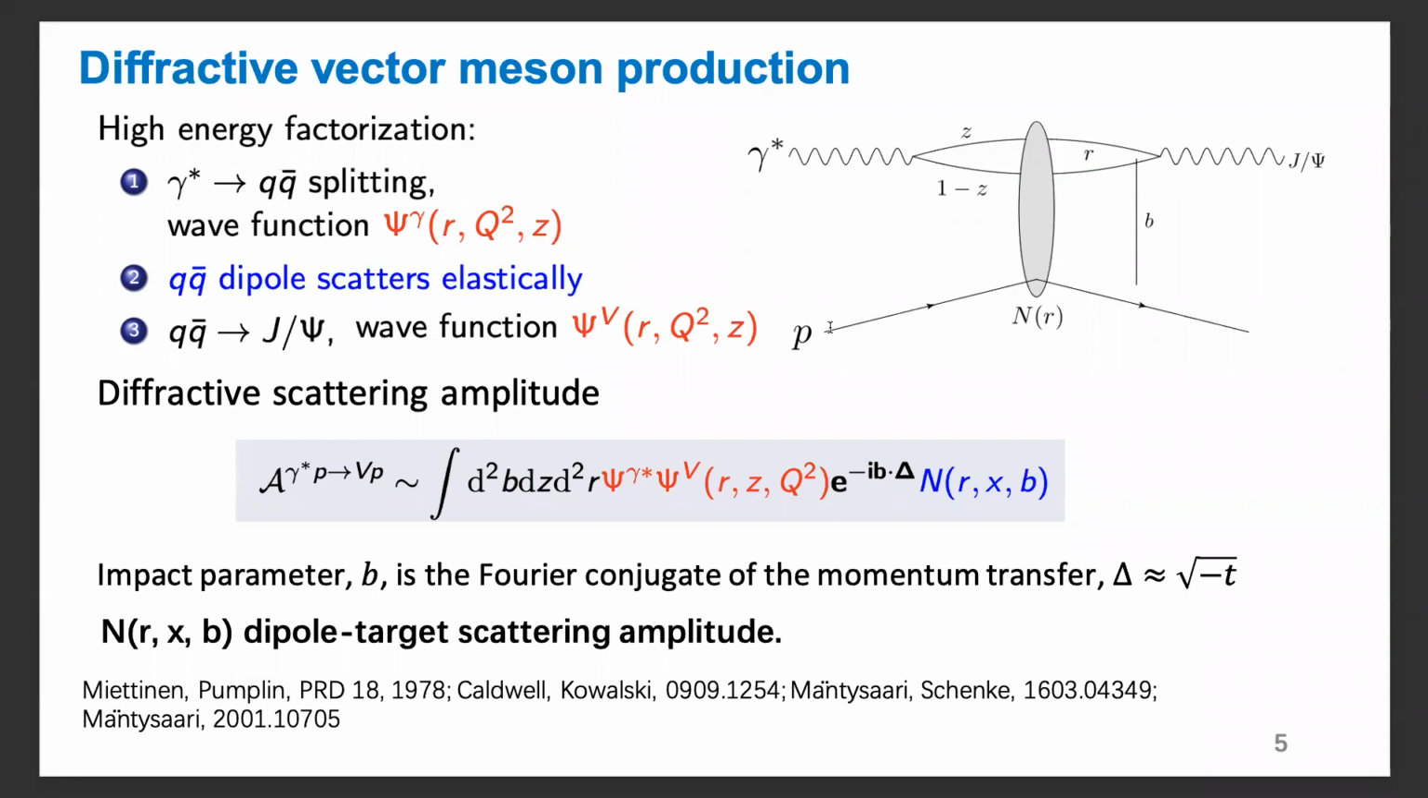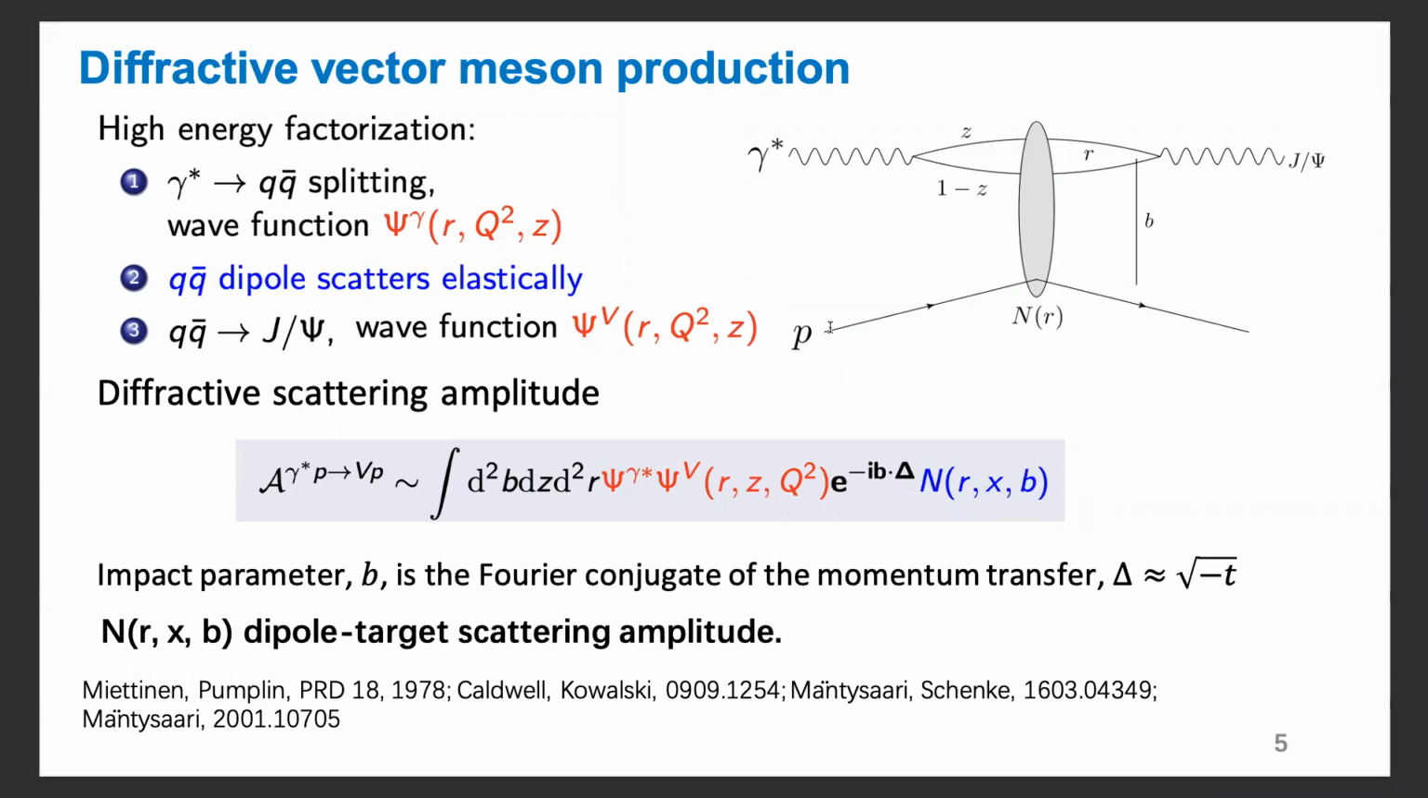I was showing it in the last talk. And this is the Fourier conjugate of the momentum transfer Delta. Delta is roughly the square root of minus t. t means the momentum transfer of the target, for example the proton, just Delta equals p minus p prime. And the most important object is the dipole target scattering amplitude, which also encodes the information of the target.